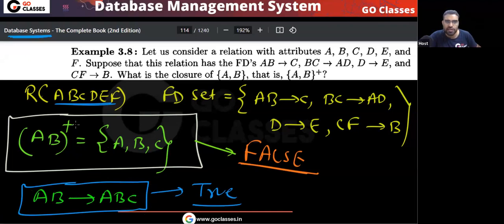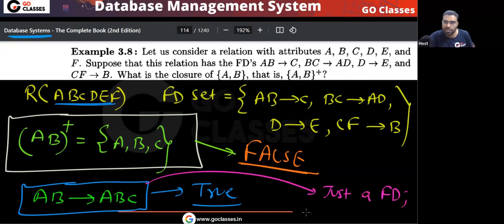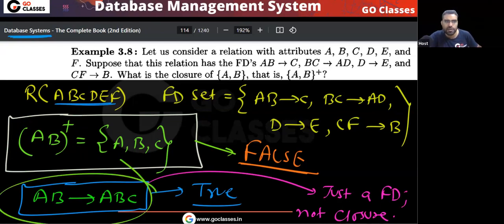Are we talking about closure here? Please tell me. No. This is just a functional dependency. This is not closure. Is this clear? This is just a functional dependency, not closure. Okay, understood? This difference, did you understand? Here we are finding the closure, and this is just a functional dependency, not a closure. So quite easily you can do all these things.